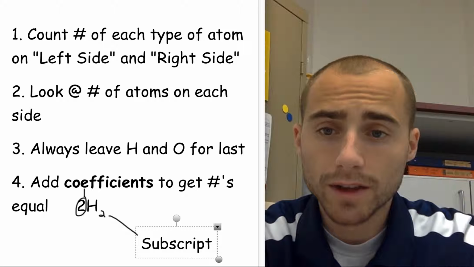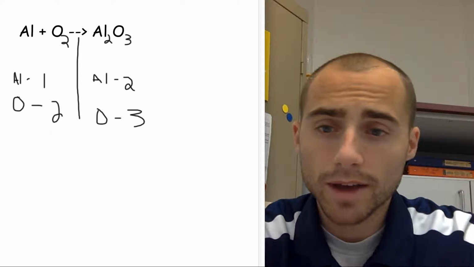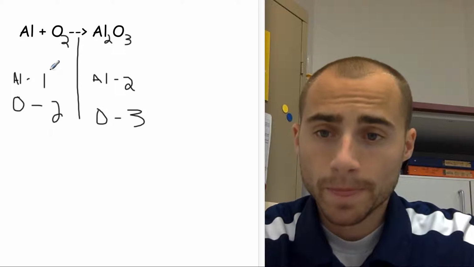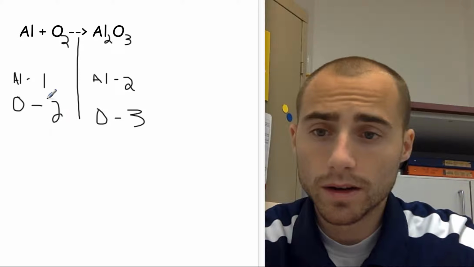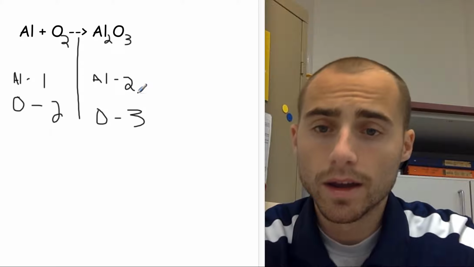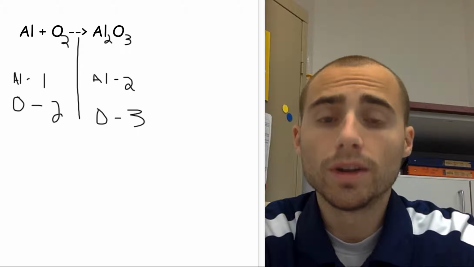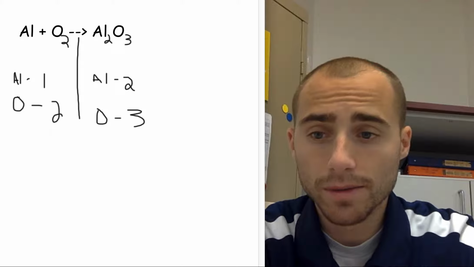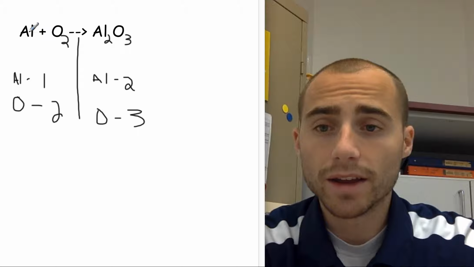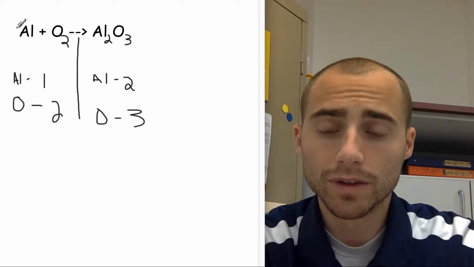Now, our next step. Look at the number of atoms on each side. We just did that. We have 1 aluminum here, 2 here, 2 oxygens here, and 3 here. So they are not equal, so we do need to balance the equation. Always leave hydrogen and oxygen for last. So we're not going to worry about oxygen yet. First, we are going to try to balance aluminum. And how do we do that? We do that by adding coefficients, which remember the coefficient is a large number in front of the symbol, in front of the aluminums to see if we can make them equal.